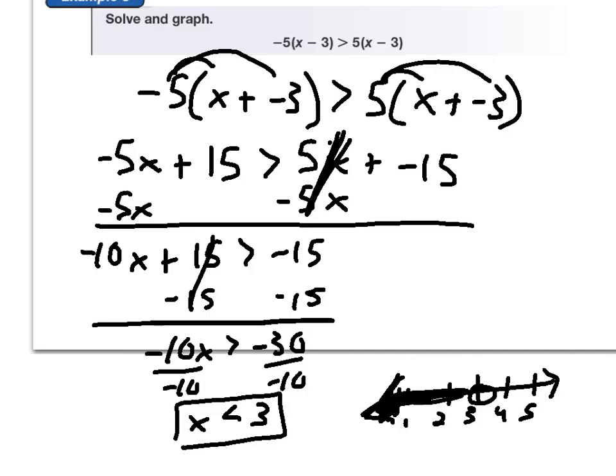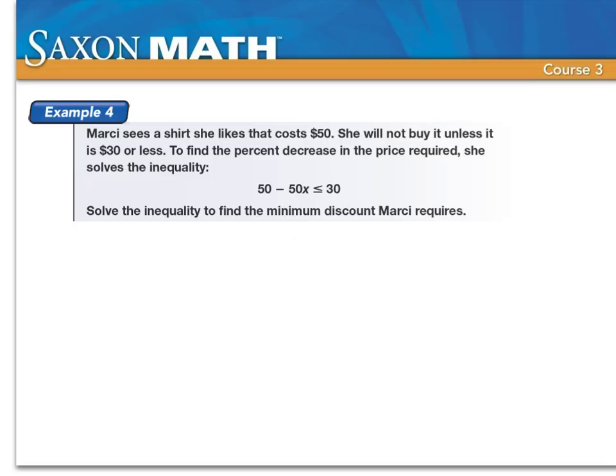Let's do one last example here. Example 4 says, Marcy sees a shirt that she likes that costs $50, and she will not buy it unless it is $30 or less. So we want to find the percent of decrease and the price as required. She's going to solve this inequality. Okay? And this says, solve the inequality to find the minimum discount she requires.